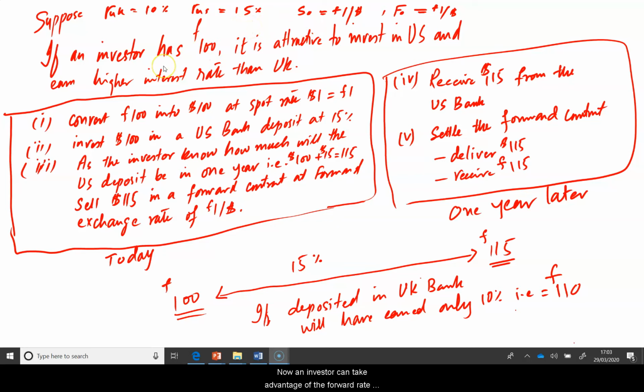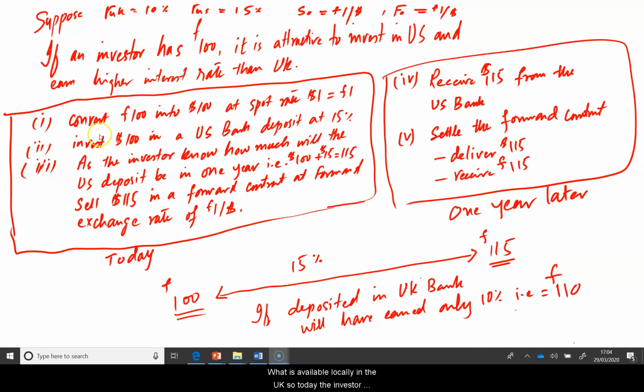Now, an investor can take advantage of the forward rate mispricing here and given the available set of interest rates. So let's suppose there is a UK investor who has £100. So it is attractive to invest in the US to earn 15% given the present exchange rate and the forward exchange rate. The investor can devise a strategy where he or she is able to earn a higher rate, that is the US interest rate, compared to what is available locally in the UK.